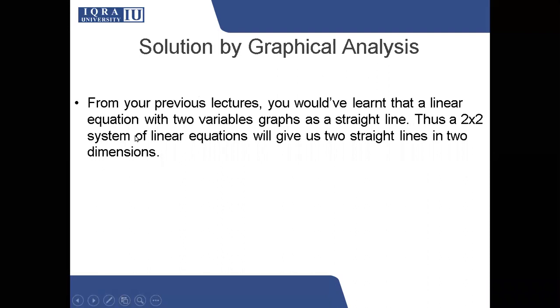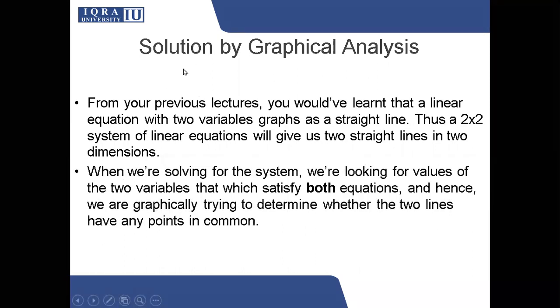Thus, a 2 by 2 system of linear equations will give us two straight lines in two dimensions. So basically, when I have a system of equations, if I'm saying that I have a 2 by 2 system, that means I have two equations, and that would mean I will have two lines in my coordinate axis. And when we're solving for the system, we're looking for values of the two variables which can satisfy both the equations, right? That's what we're looking for. The values satisfy the first equation as well as the second equation.